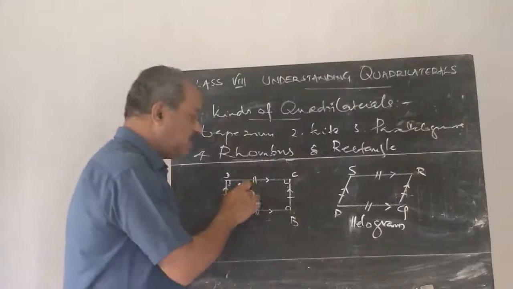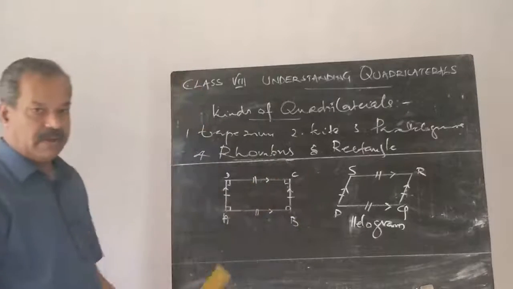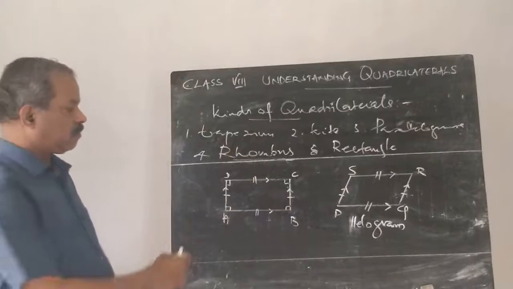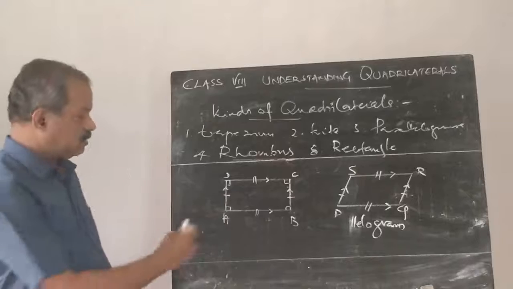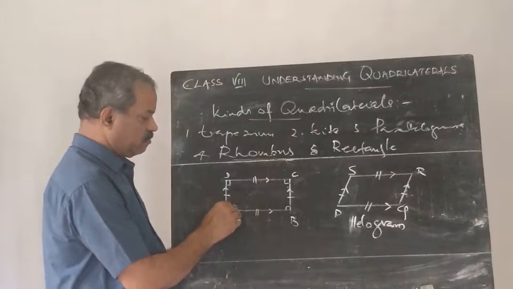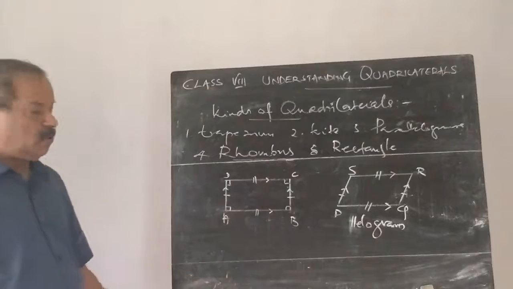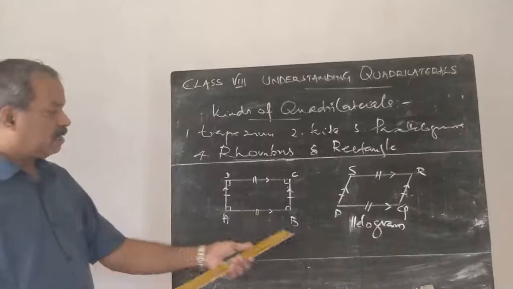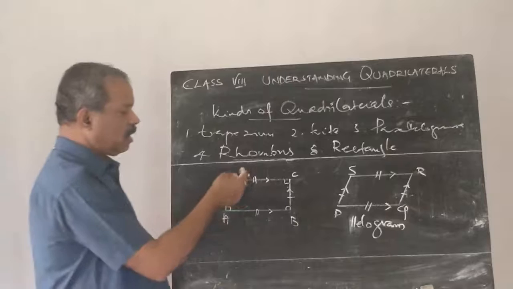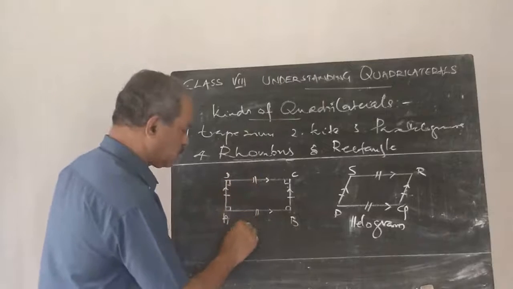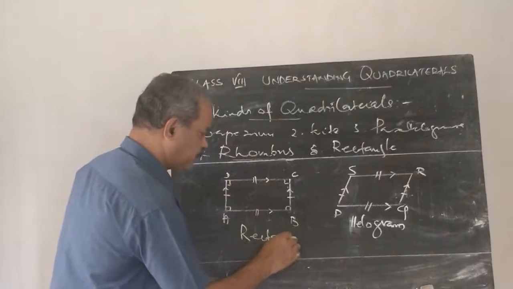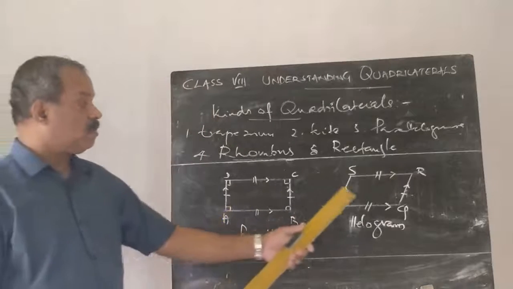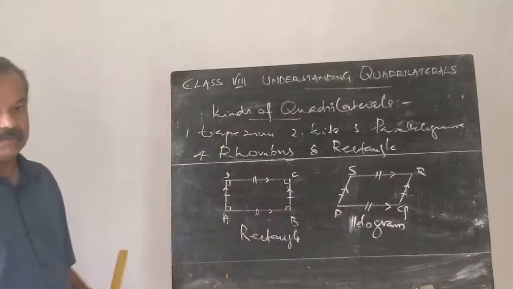So basically ABCD is a parallelogram, because opposite sides are equal, opposite angles are equal, opposite sides are parallel, and the sum of adjacent angles, angle A plus angle B, equal to 180. That means this is called a rectangle. A rectangle satisfies all the properties of a parallelogram.